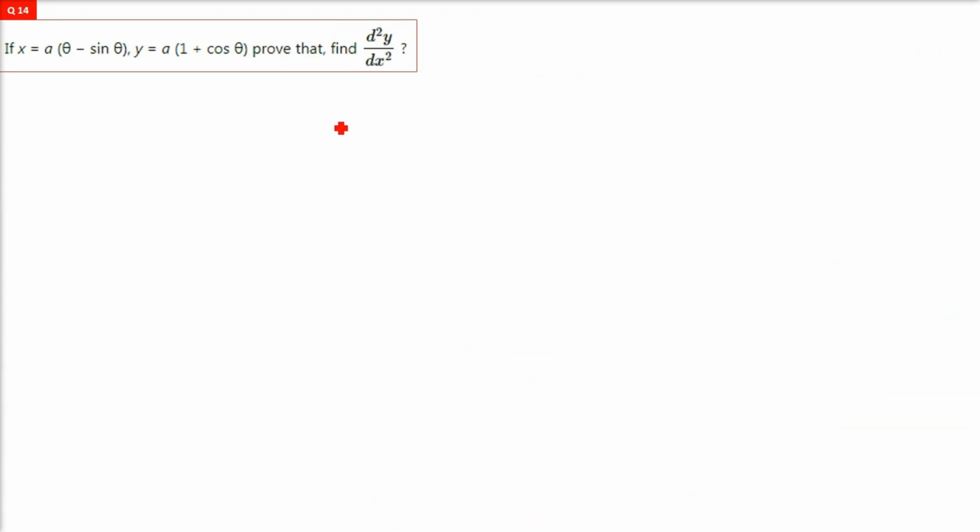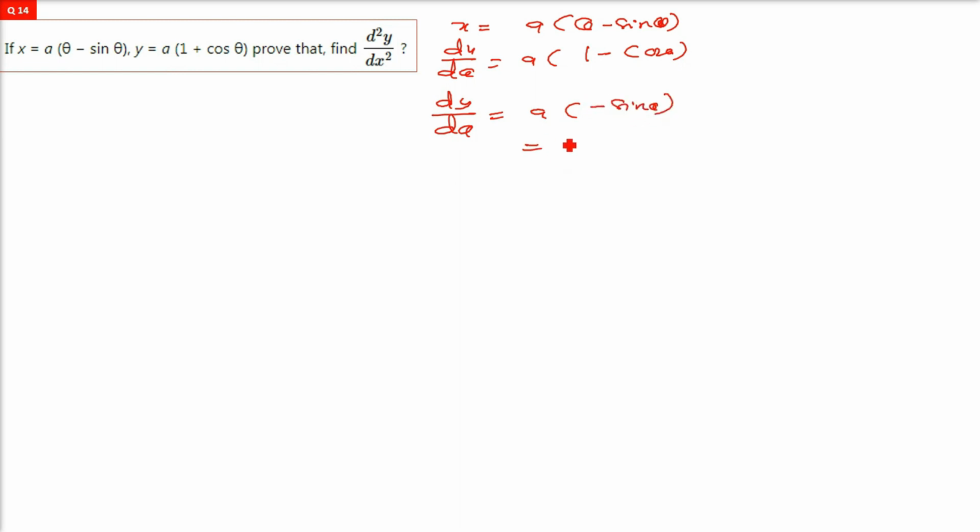Okay, this is also a question which is quite similar to this one. So we have x equals a into theta minus sin theta. dx by d theta will be a, theta will be 1, sin theta will be cos theta. This is dx by d theta. What is dy by d theta? You know already, y is given here, a into 1 plus cos theta, so I am differentiating directly. 1 is 0 and cos theta will be minus sin theta. Now this is minus a sin theta. So in order to get dy by dx, you need dy by d theta divided by dx by d theta. So the a gets cancelled. You have minus sin theta divided by 1 minus cos theta. This is dy by dx.